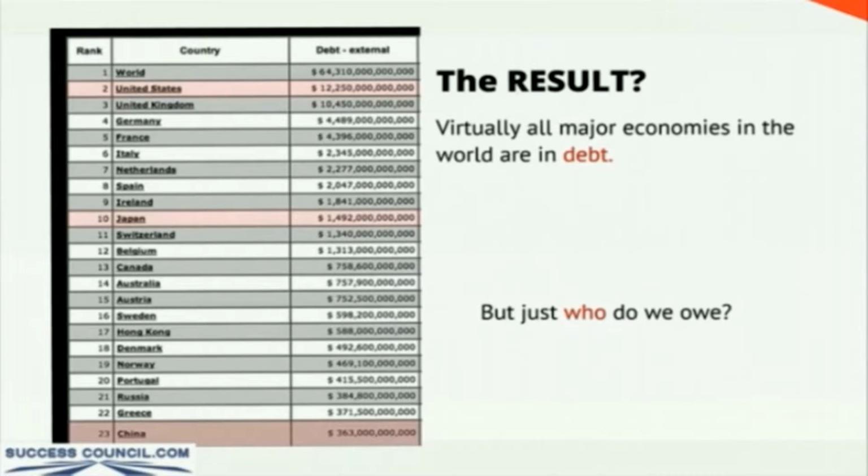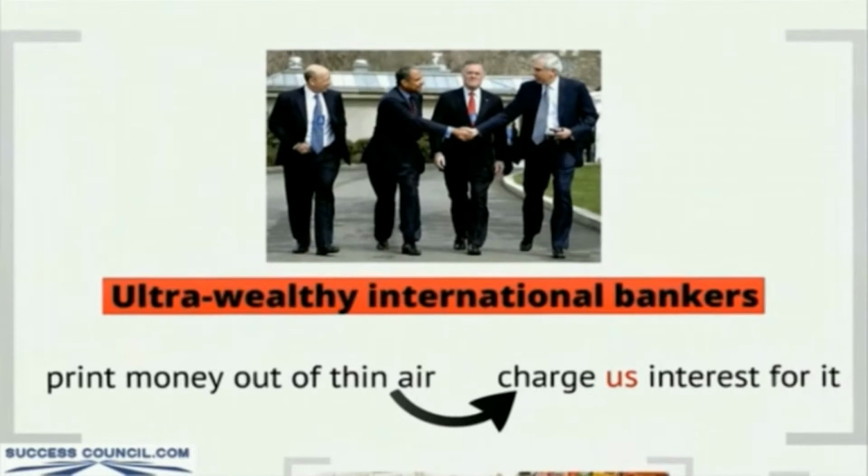You see, what will never be mentioned in any official publication, what you will never learn in school, is that the vast majority of this money is owed to a very, very small and exclusive group of ultra-wealthy international bankers. This secretive group of people has been granted a monopoly on printing the world's money out of thin air and charging us interest on it.